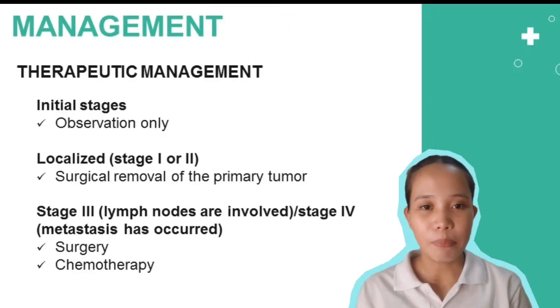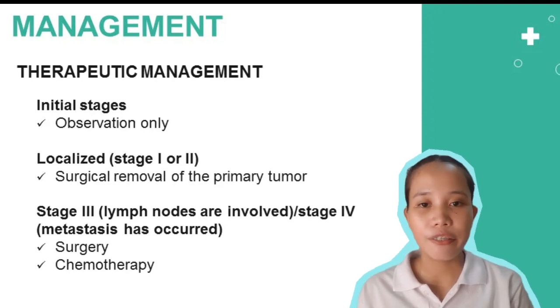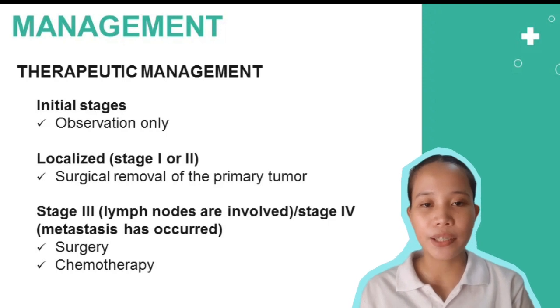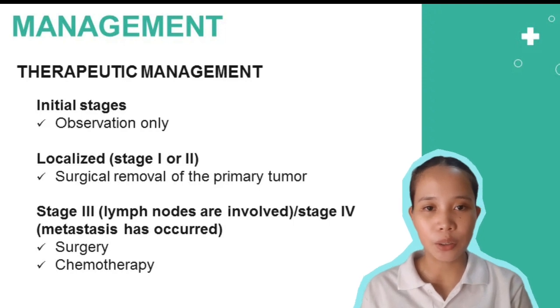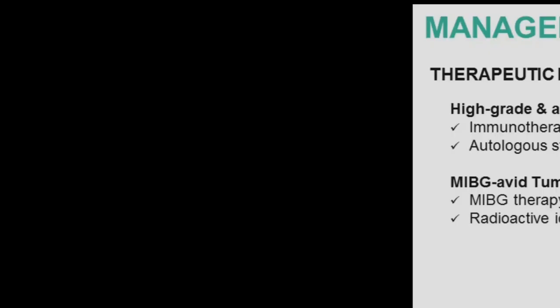So let's move on to the management for neuroblastoma, and here are the therapeutic management. Infants in the initial stages of disease may require observation only, as some of these tumors will regress without intervention. If the tumor is localized, stage 1 or 2, therapy will consist of surgical removal of the primary tumor. If the tumor is stage 3, lymph nodes are involved, or stage 4 metastasis has occurred, surgery will be followed by chemotherapy combinations using agents such as doxorubicin, cyclophosphamide, etoposide, and carboplatin.